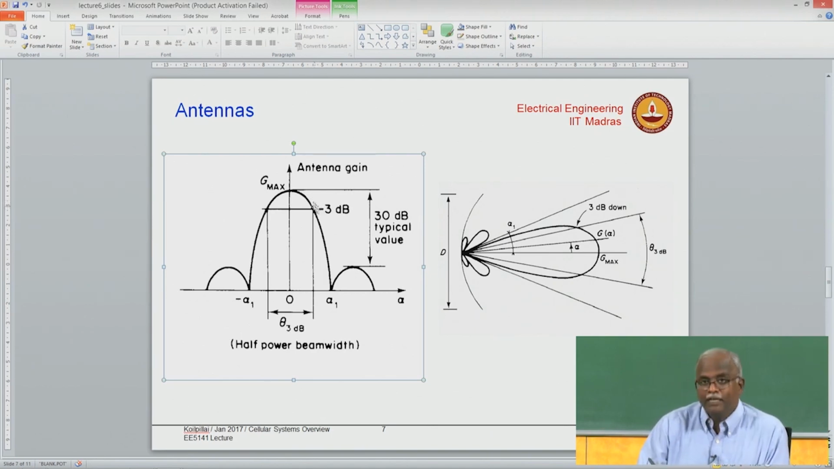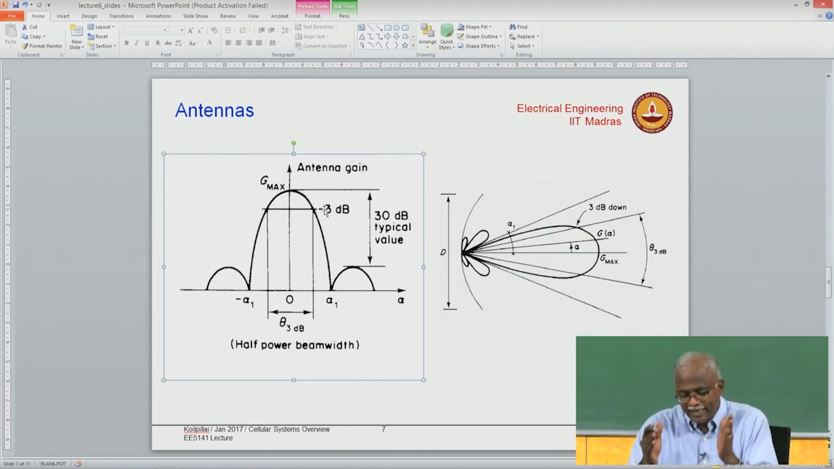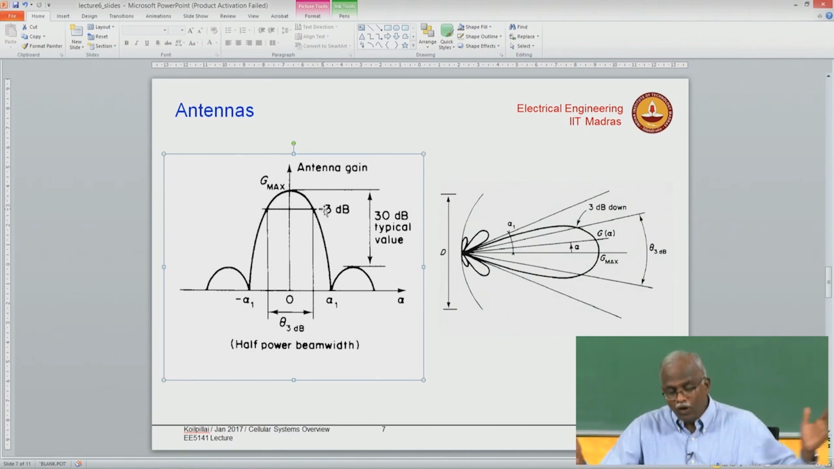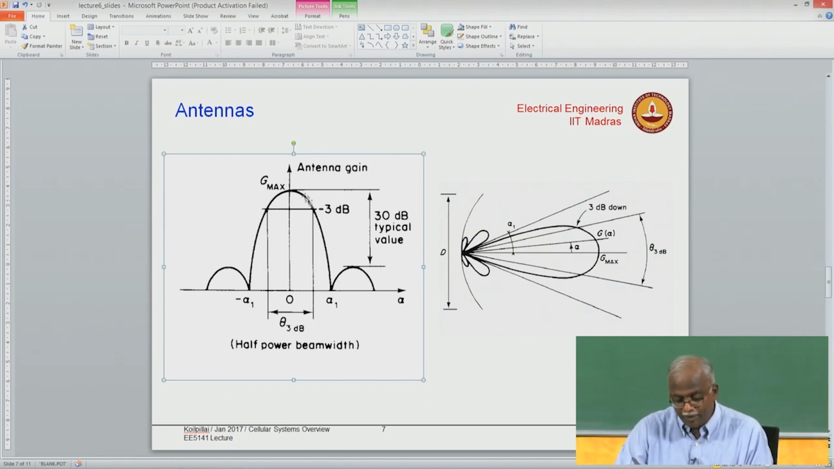Now, in any practical antenna you will find that the radiation will extend beyond the main beam width, and of course there may also be some side lobes.